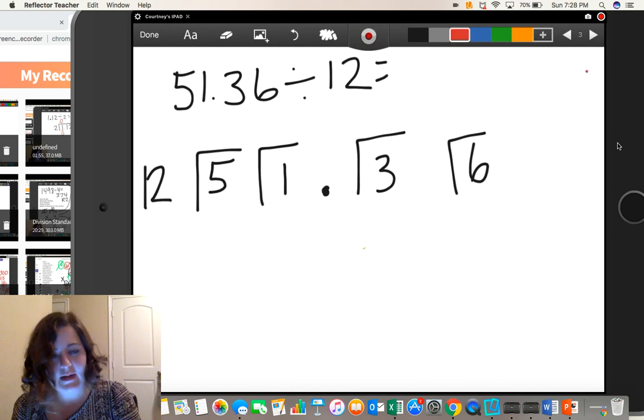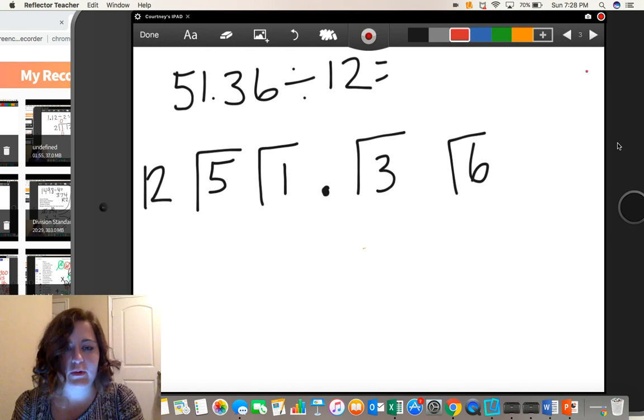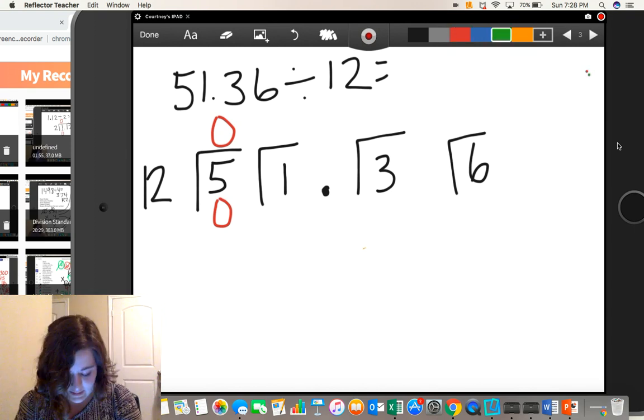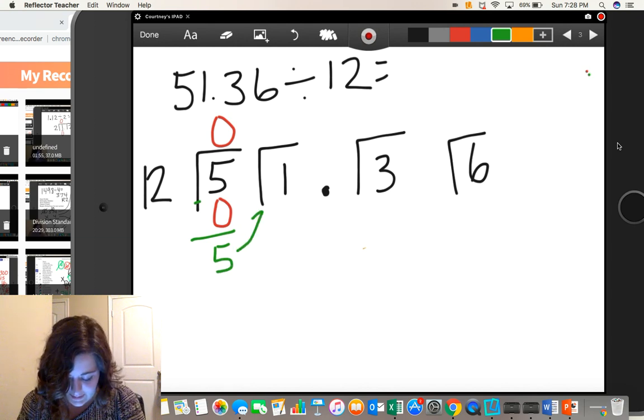And I need to know what number times 12 will get me closest to 5 without going over. 12 times 1 is already 12, which is bigger than 5, so we have to go with 0. 12 times 0 is 0. After we multiply, we have to subtract. 5 minus 0 is 5. 5 is less than 12, so we're good to bring it over to the next division house. Makes that a 51.